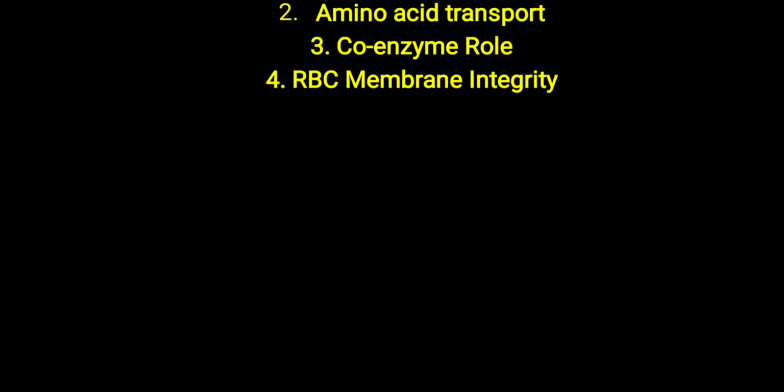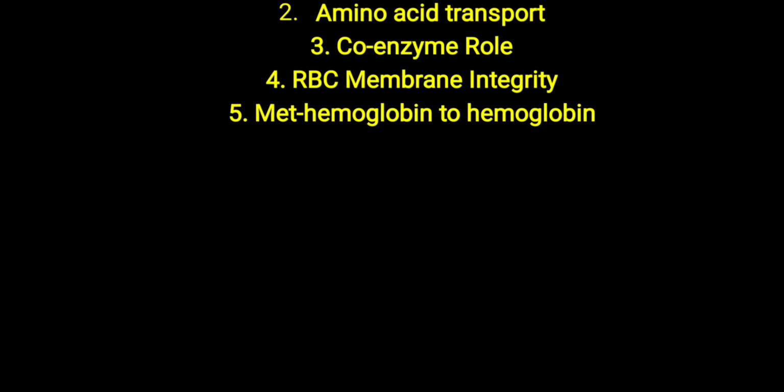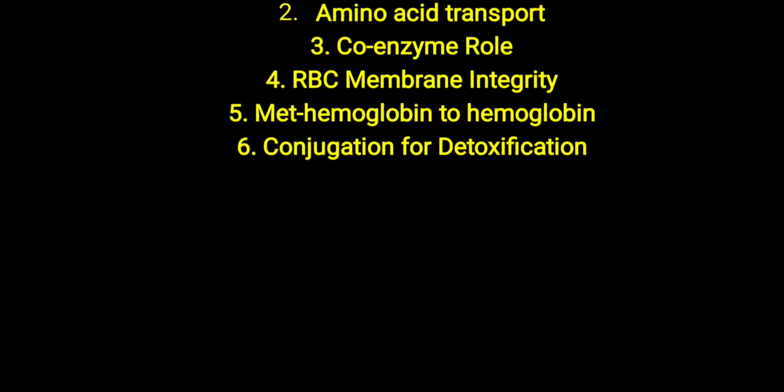So glutathione is required for amino acid transportation. Second, it has various co-enzymatic roles. Further, RBC membrane integrity maintenance is another important function of glutathione. Methemoglobin to hemoglobin conversion, or keeping hemoglobin in its proper state, is also an important function of glutathione. Conjugation for the detoxification process is also an important function of glutathione. And activation of various enzymes.